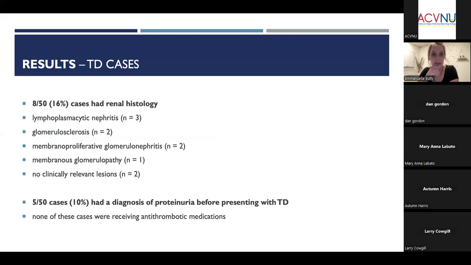Regarding the renal histology, 16% of the cases had renal histopathology, and 3 of them were diagnosed with lymphoplasmacytic nephritis, 2 with glomerulosclerosis, 2 with membranoproliferative glomerulonephritis, 1 with membranous glomerulopathy, and 2 had no clinically relevant lesions seen. And interestingly, 10% of the cases had a diagnosis of proteinuria before they were presented for a thrombotic disease at their hospital, and none of these cases were on antithrombotics at that time.